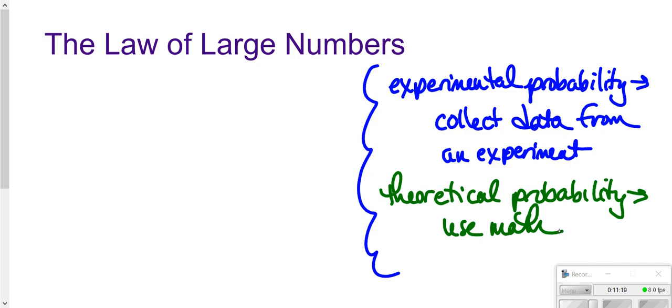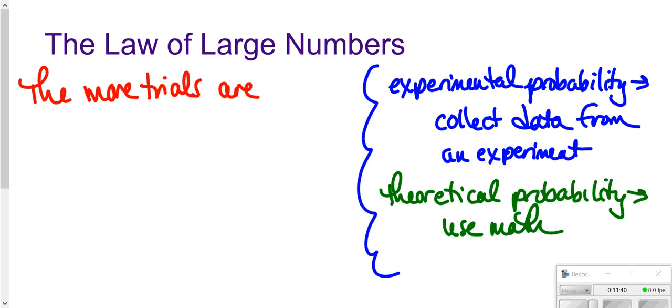It's either collecting your own data or using the theory, it's right there in the name, the theory of how many different outcomes should be a given thing. So the law of large numbers just says the more trials that are performed, the closer these values will get to each other.